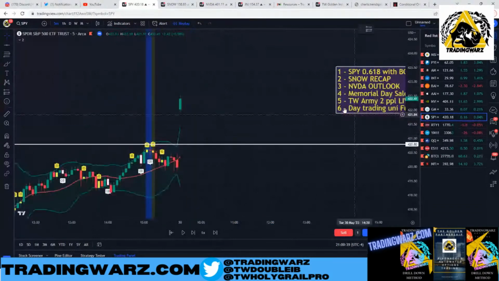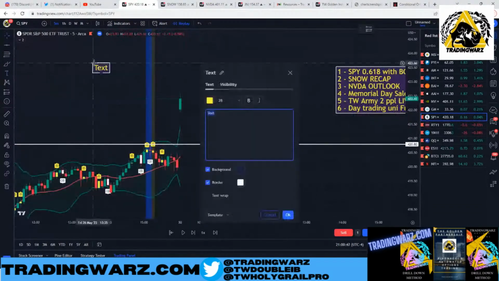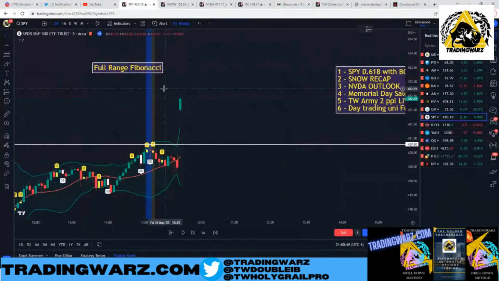So this Fibonacci setup here, guys, this one is called the full range Fibonacci. For this setup, you don't need to look at the pre-market. All you need to do is look at the price action after the first half an hour. Right around the first 30 minutes is when you will see a leg like this develop. So in the first 30 minutes to an hour of the day, you will see a direction. So the goal is we're trying to find a direction.